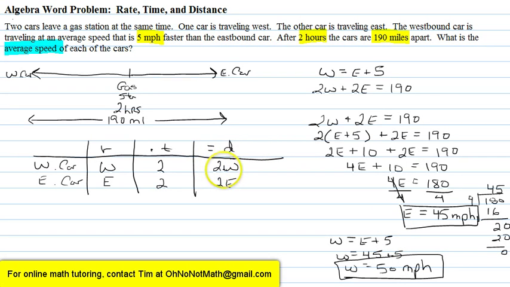We also know that the distance of the westbound car was 2W. The distance of the eastbound car was 2E. And we know that when you add those two, you should have 190. So what is 2 times W? Well, that would be 2 times 50. That's 100. 2E is 2 times 45. That's 90. 100 plus 90 is 190, which is what we were told. So the problem checks out.